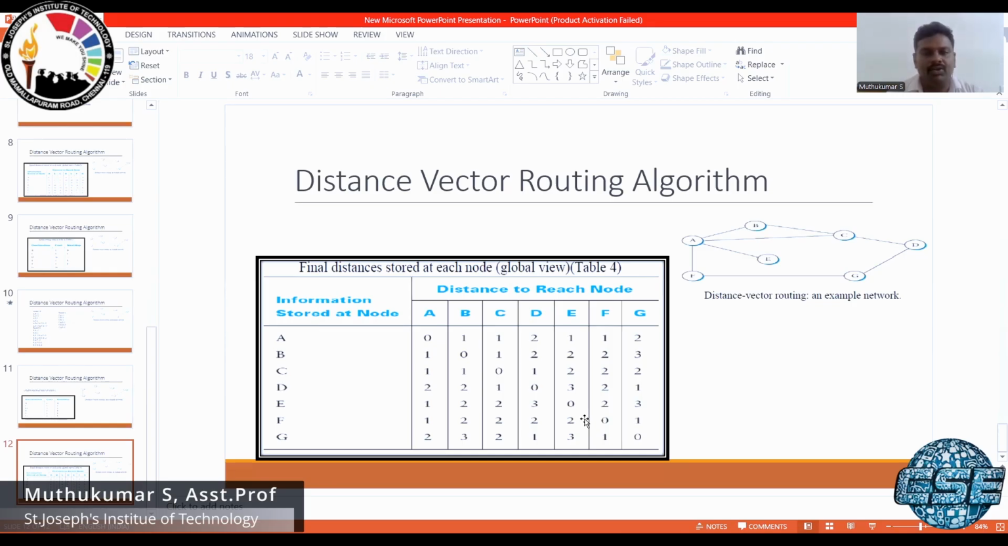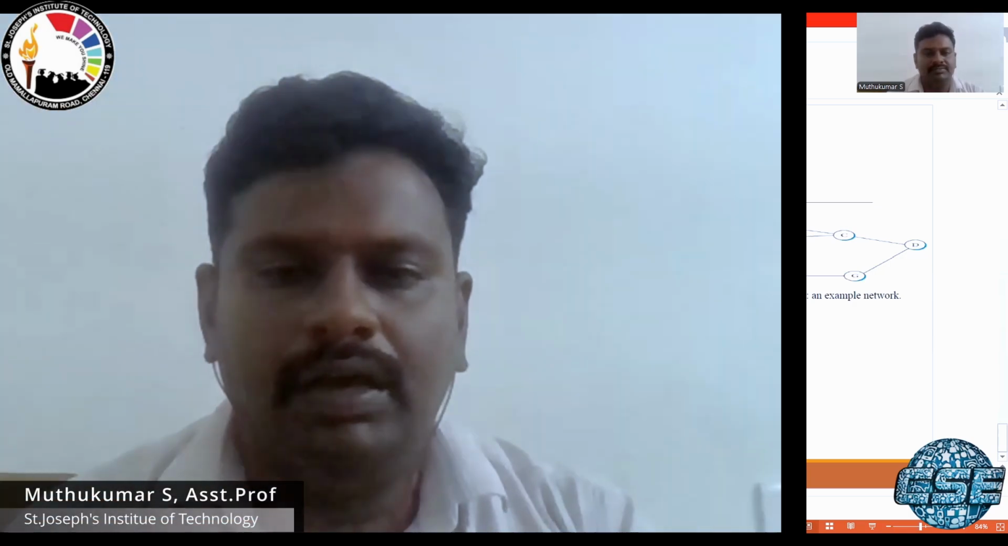It can be solved by another routing algorithm called the link state routing algorithm, which is used in the OSPF protocol, open shortest path first. That is also another version of routing algorithms. These all come under unicast routing. I hope you have understood the basics of routing and how the distance vector routing algorithm works. Next, we move on to the link state routing algorithm.